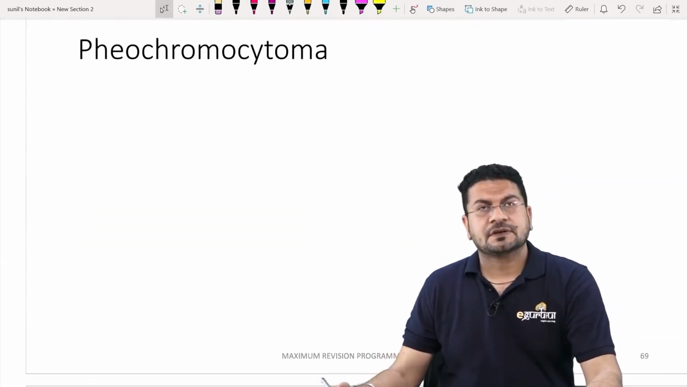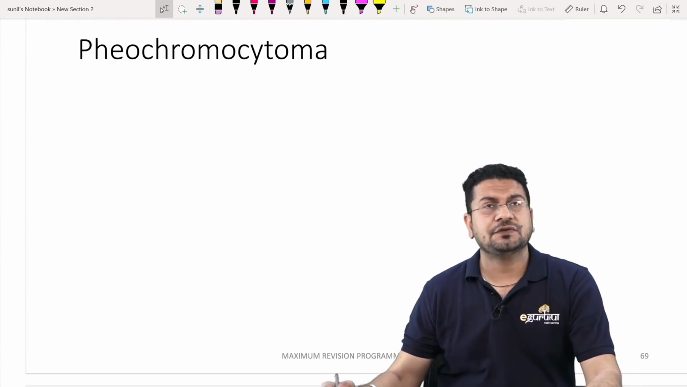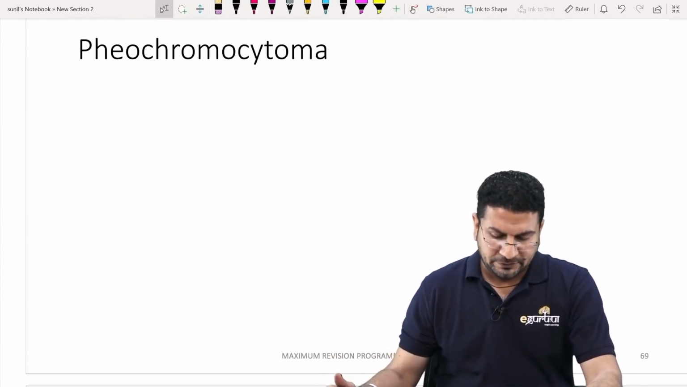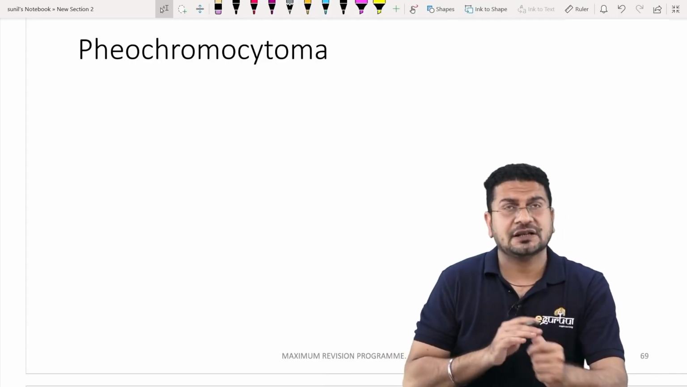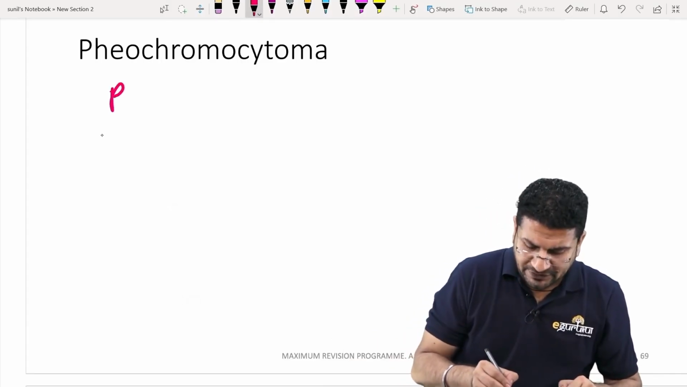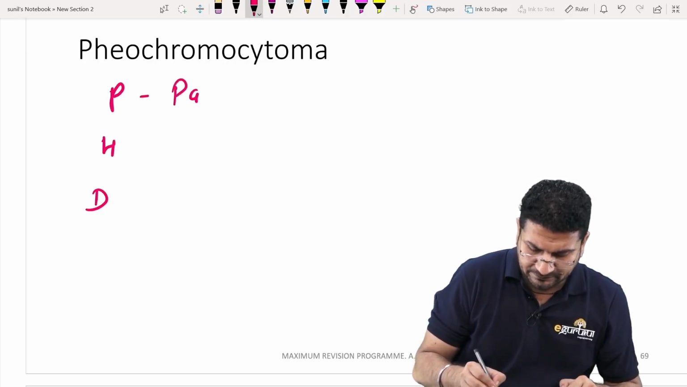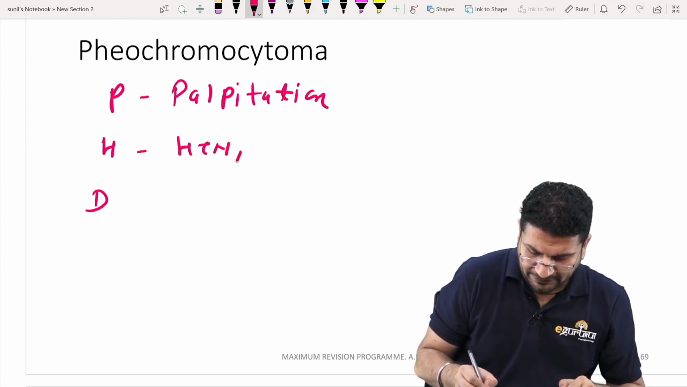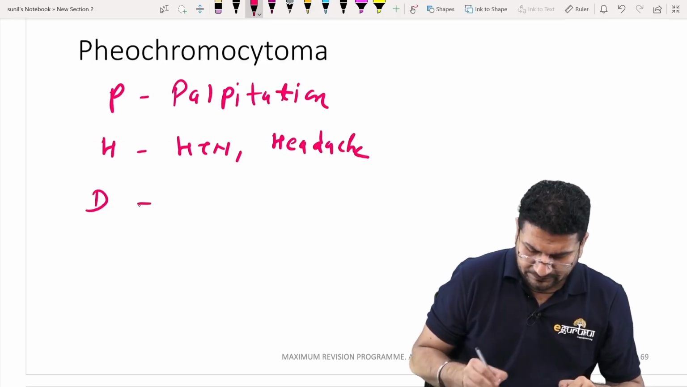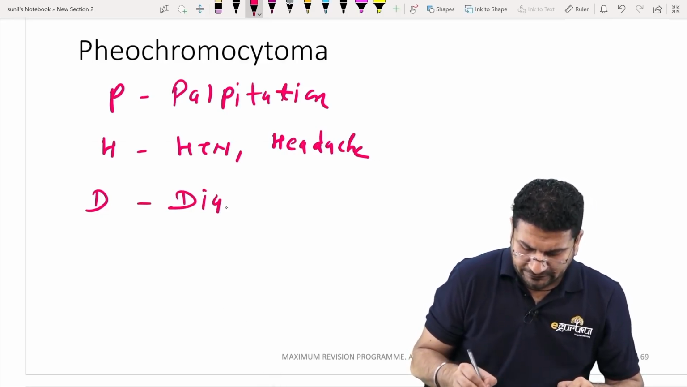Pheochromocytoma is the tumor that is released from your adrenal medulla. Basically it's a tumor of your enterochromaffin cell. If these cells are located somewhere else, we call the term paraganglioma. Remember, the patient will have three features, that is PHD. PHD means there will be palpitation. Patient can develop hypertension and there will be headaches. So with H I am having two things, and there can be diaphoresis.